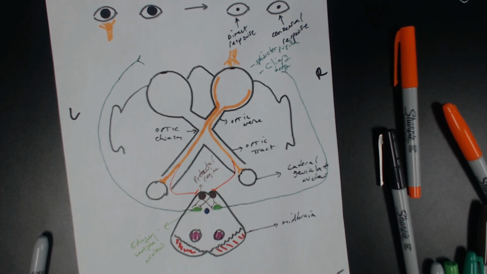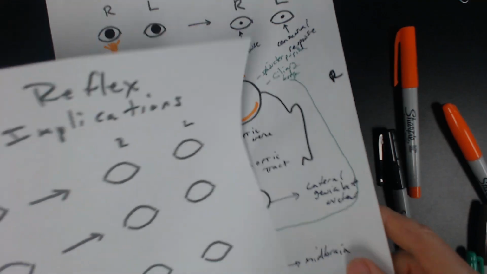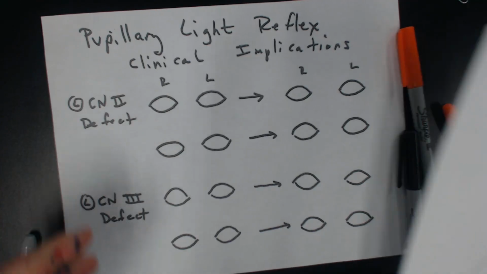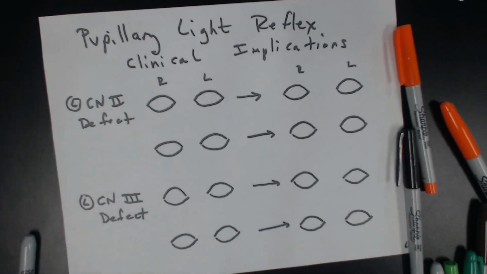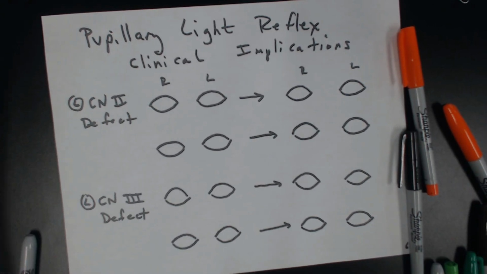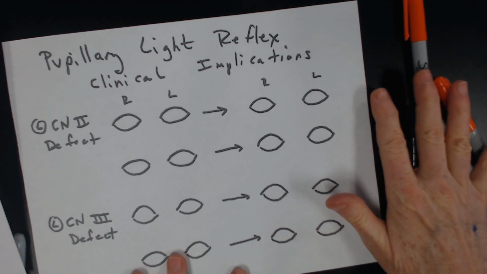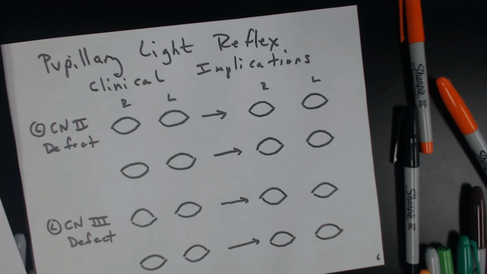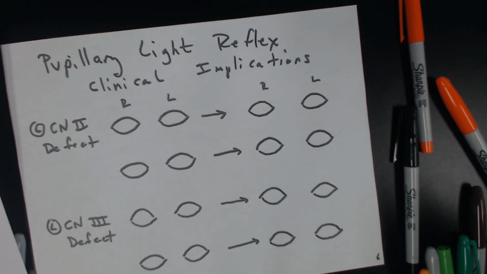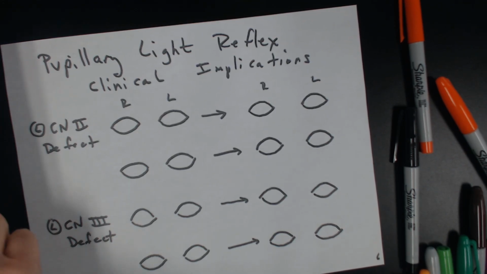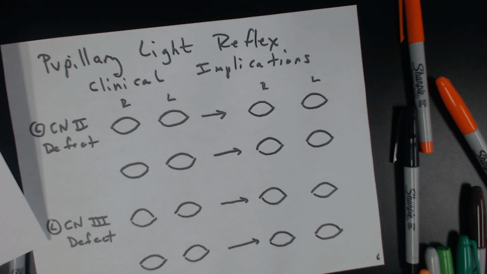Okay, let's move on. Last one. The pupillary light reflex. Clinical implications. Okay. So, keep that handy. Again, we're just going to take these one at a time. Okay, when you do the pupillary light reflex, you always shine the flashlight in both eyes. Okay, so let's just start out here. You start out doing the test in dim light.